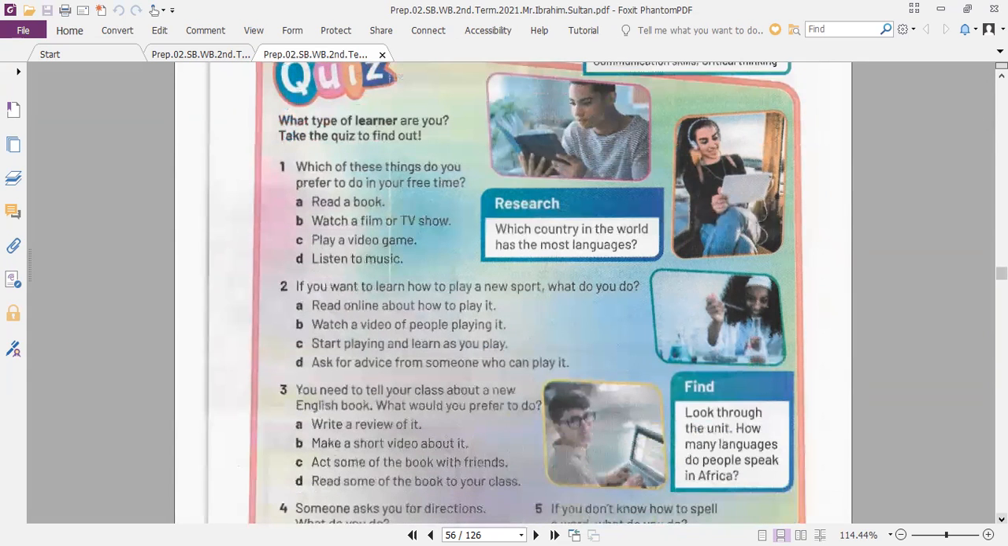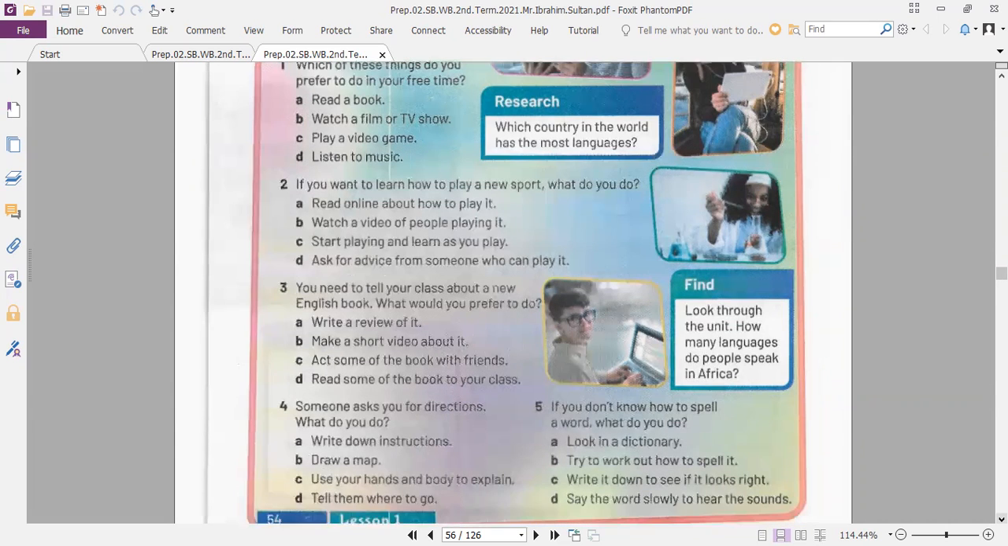Number two, if you want to learn how to play a new sport, what do you do? To read online about how to play it, or watch a video of people playing it, start playing and learn as you play, or ask for advice from someone who can play it. Question number three, you need to tell your class about a new English book. What would you prefer to do? Write a review of it, make a short video about it, act some of the book with friends, or read some of the book to your class.